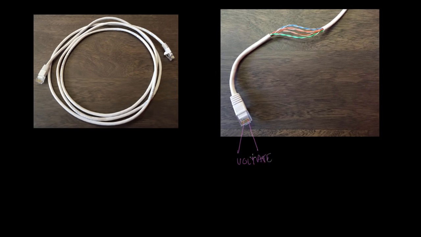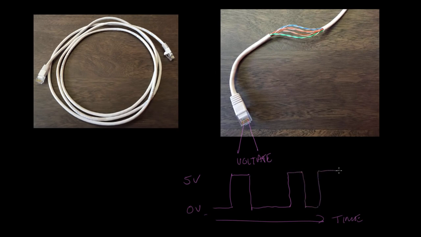And then we can vary the voltage to send information to the other end. So for example, maybe we'll vary the voltage between 0 volts and 5 volts. And so then we can vary this over time. So if this is time going off here to the right, maybe we start at 0 volts for a second, and then we switch this to 5 volts for a second. And then maybe it goes back to 0 volts for 2 seconds, and then up to 5 volts for a second, and then 0 volts for a second, and then 5 volts for 2 seconds.